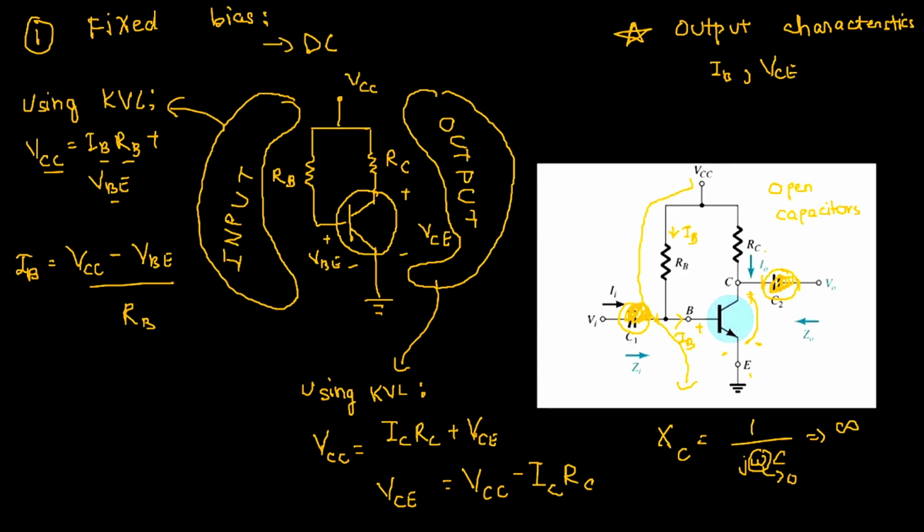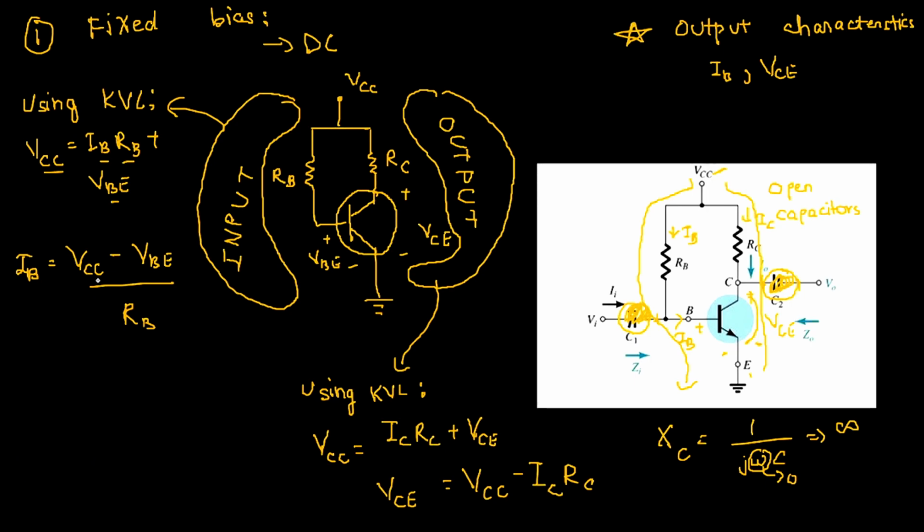Now to find out VCE, we look at the output side of the loop. And here again, we have only three things: VCC, your IC into RC, and the final collector emitter voltage. Using Kirchhoff's voltage law, we can again write VCC is equal to IC into RC plus VCE. And we can write VCE is equal to VCC minus IC into RC.